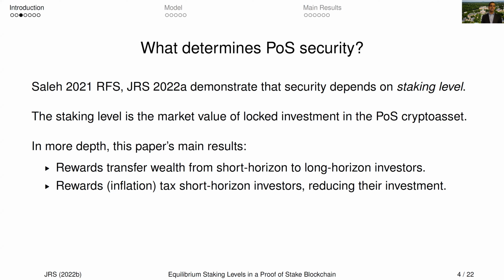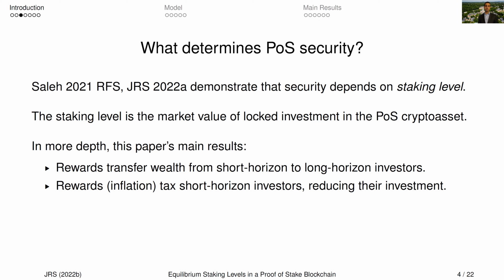So rewards are then a tax on the short horizon investors. They're an inflationary tax on the short horizon investors. And it's not surprising that if you tax somebody more, they're going to do less of the thing that you're taxing them on. And so what this means is that for short horizon investors, it's fairly straightforward. You increase rewards, they're getting taxed more. They're actually going to invest less. They're going to take their capital and put it in other assets, right? That's not too surprising.